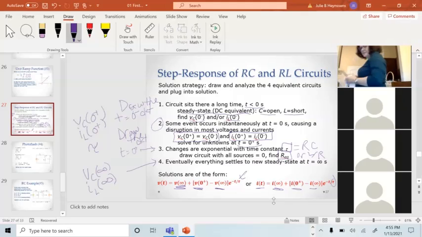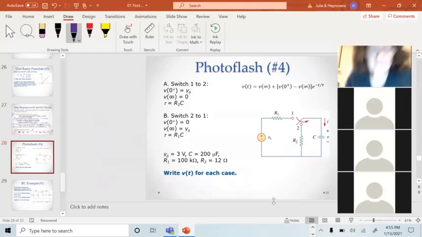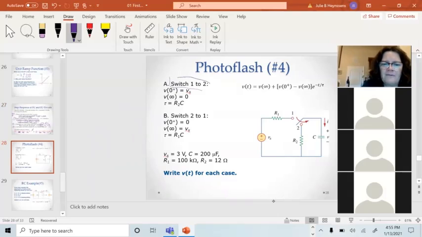We figured out what those numbers were. There was method to this madness. We knew V of 0 plus was just our voltage supply. We found out when moving from 1 to 2 that V of infinity was 0, and the time constant was R2C. So we could write an equation for V of t for that event.